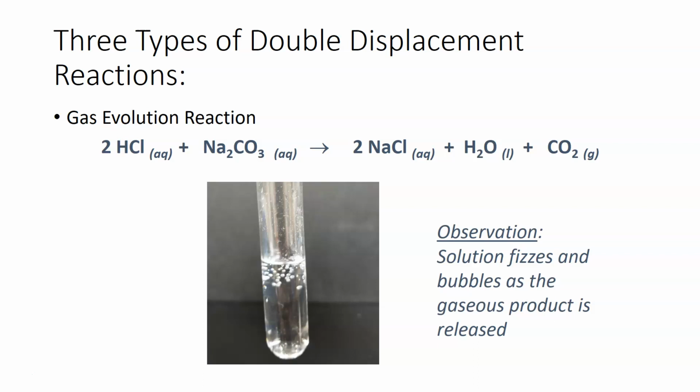Another type of double displacement reaction is what we call a gas evolution reaction, and here a gas product forms as a result of your double displacement reaction. What you'll notice when you have a reaction that forms a gas is that your solution will fizz or it will form bubbles, and that happens as the gaseous product is released. In the case of our double displacement reactions, that gas is carbon dioxide gas that's being released from the reaction.